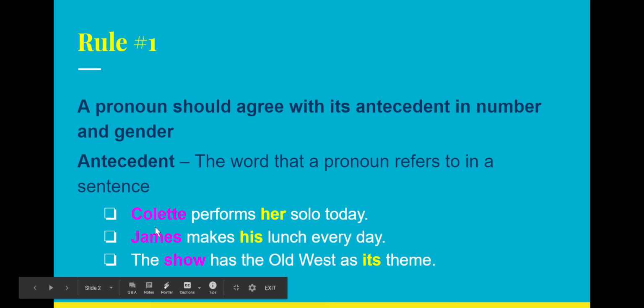So James is my antecedent. His is the pronoun referring to James. My last example, the show has the Old West as its theme. So show is my antecedent and its is my pronoun referring to the show.